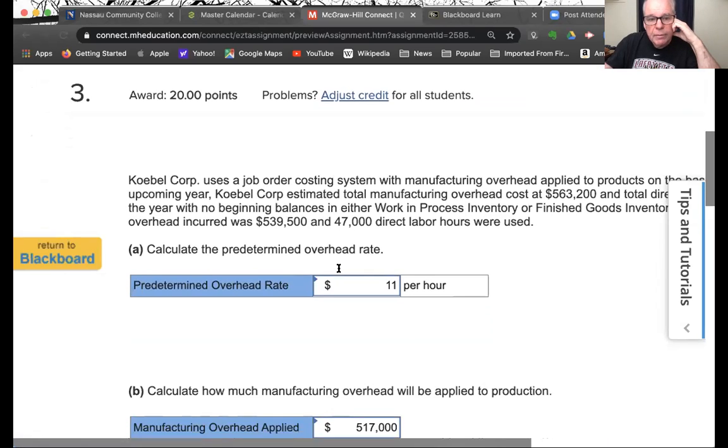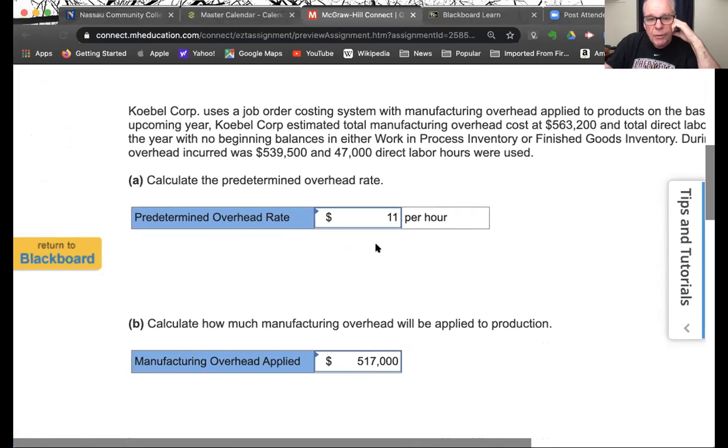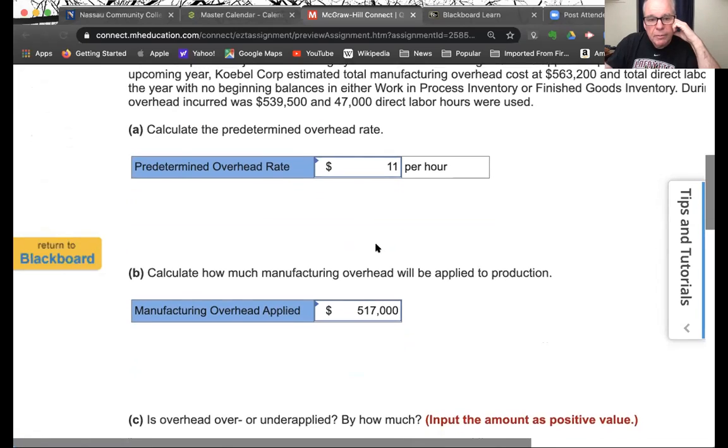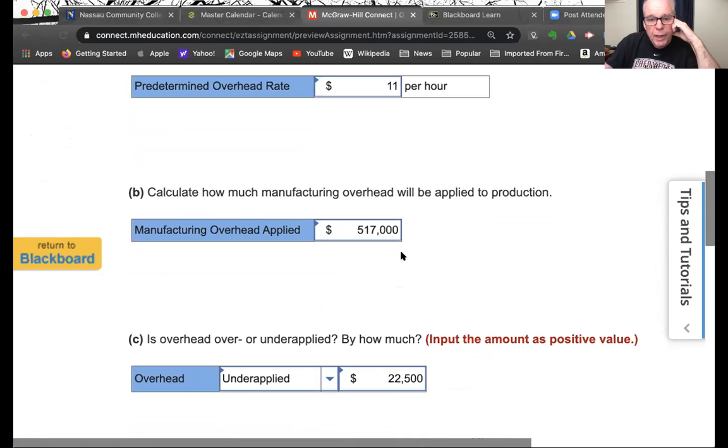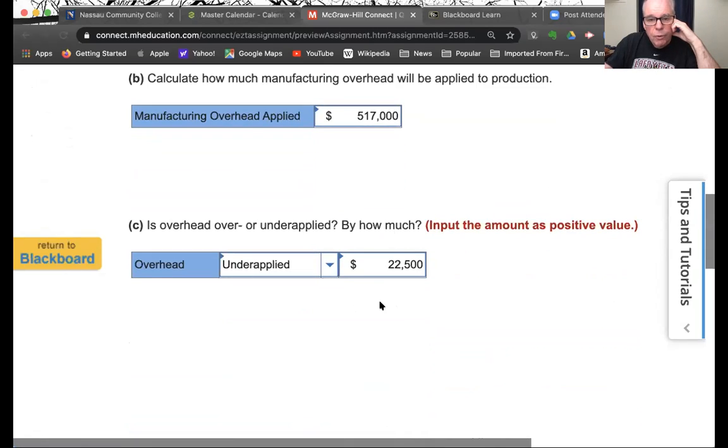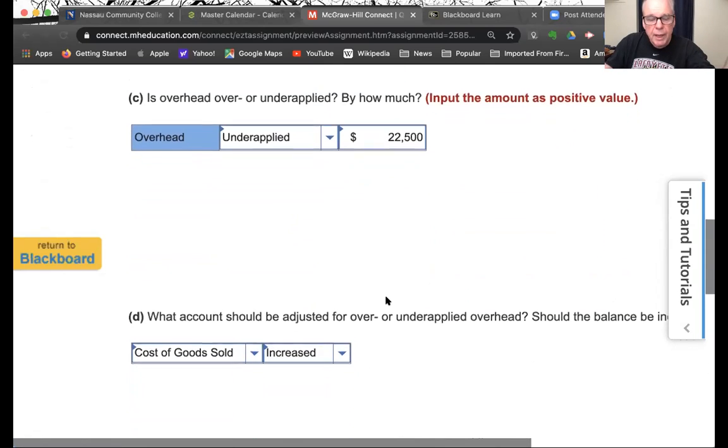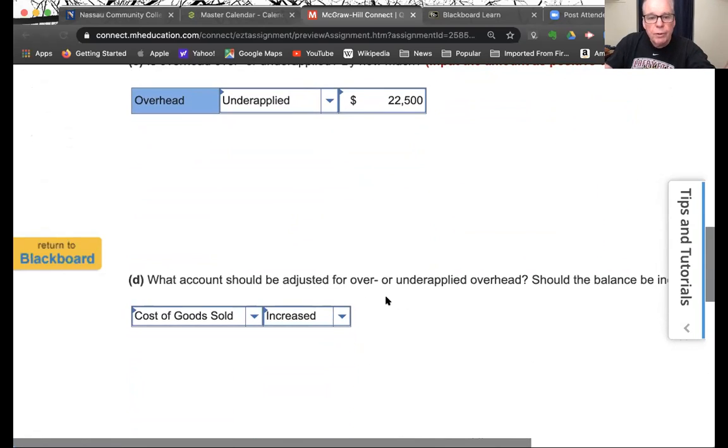Problem 3, calculate the overhead rate. Apply the overhead. Was it over or under applied, right? And again, the term may not mean anything to you yet. And what do you do with the over or under applied overhead?